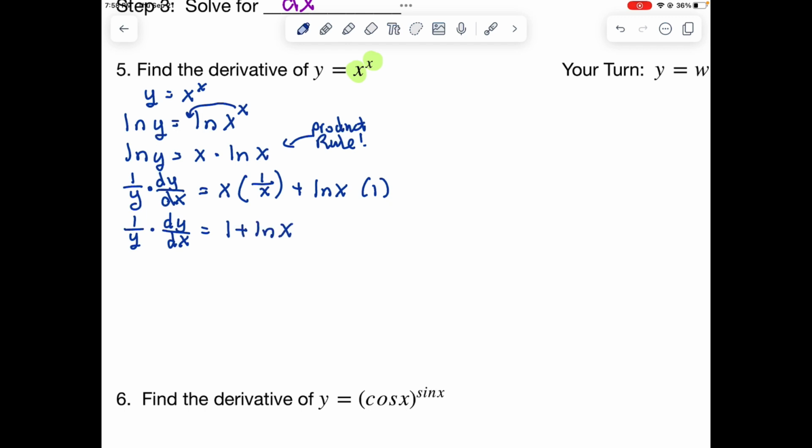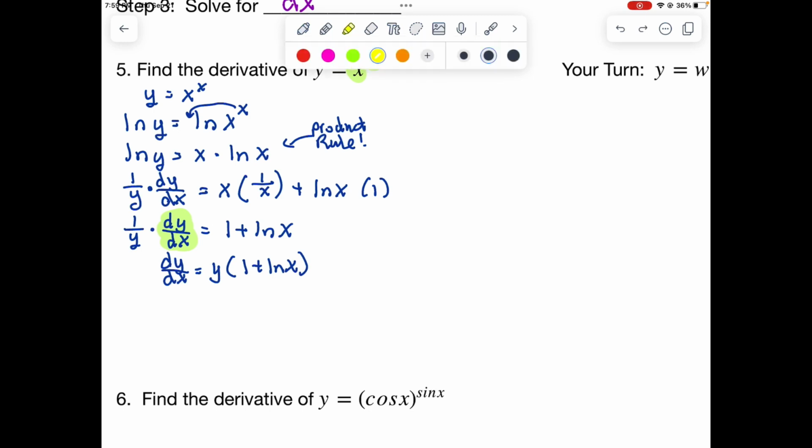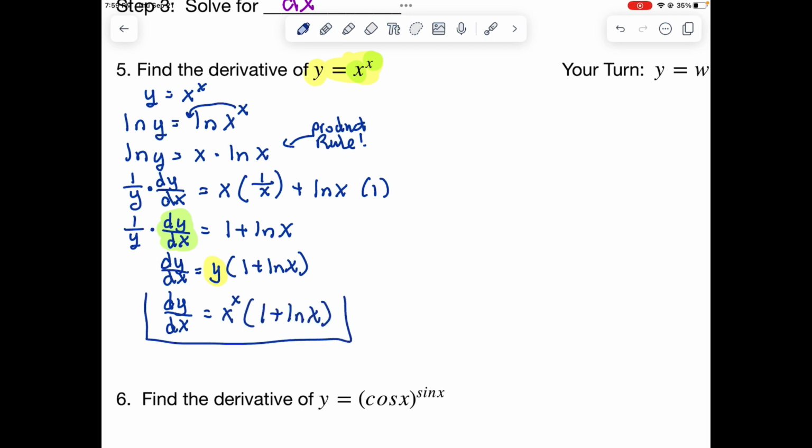Okay, next, we want to get dy dx by itself. So we know we're multiplying by 1 over y, or dividing by y. So to get dy dx by itself, we're going to multiply each side by y. And so I get that dy dx is equal to y times 1 plus the natural log of x. Y was defined to be x to the x power. That's what y equals, that was given in the problem. So we need to go back to the original variable of x. We're going to replace this y with x to the x power. And so our answer is the derivative of y with respect to x is equal to x to the x power times 1 plus the natural log of x.